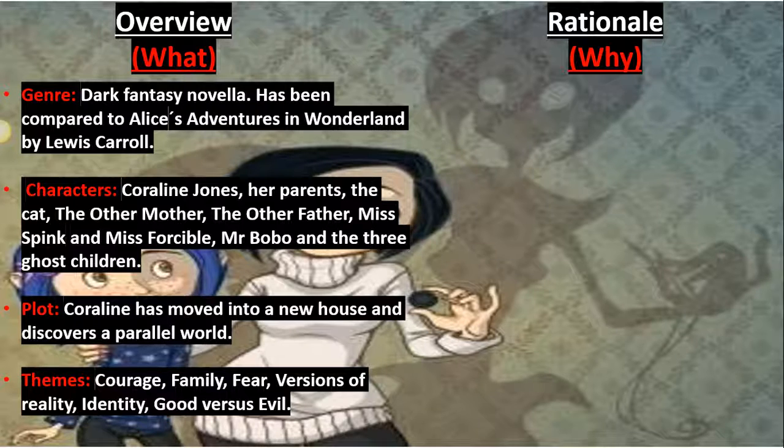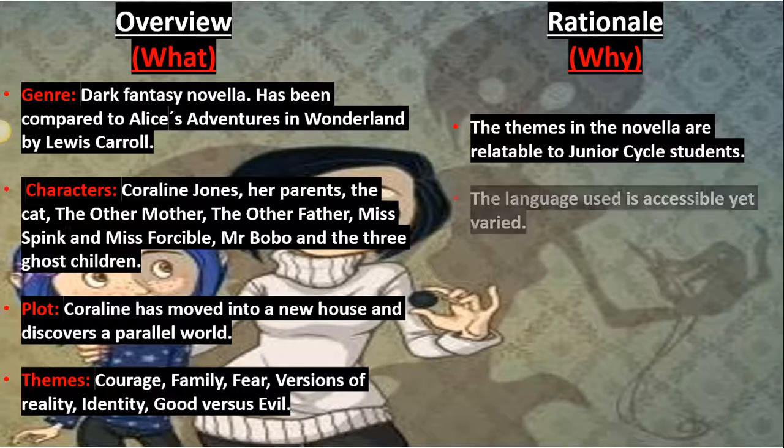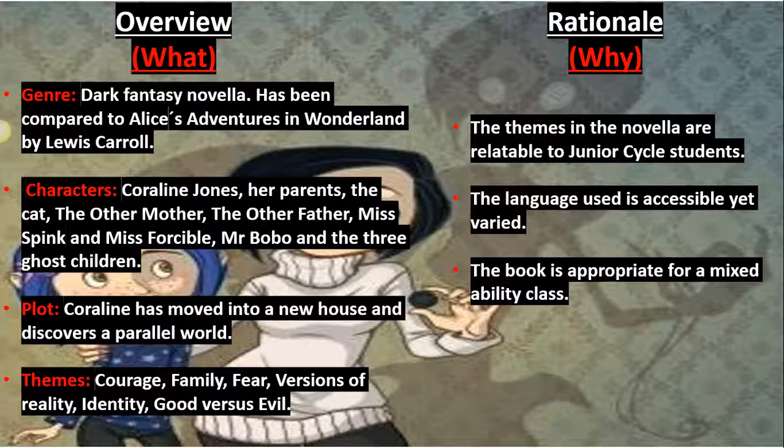So why is this book appropriate for a junior cycle English group? Well, first of all, the themes, as I said, are relatable to the students. For example, the themes of family, good versus evil, identity are all themes that they can explore in depth and interactively. The language used is accessible yet varied. So while there is a wide range of vocabulary in the book, it is accessible to students, and this also makes it appropriate for a mixed ability class.